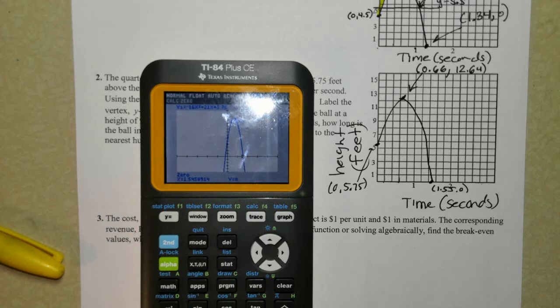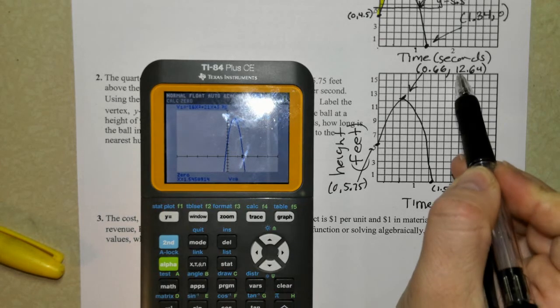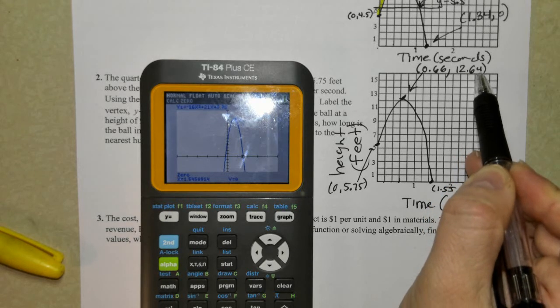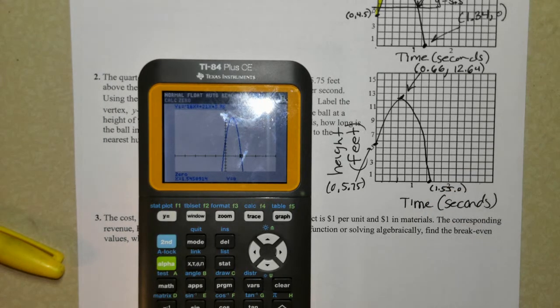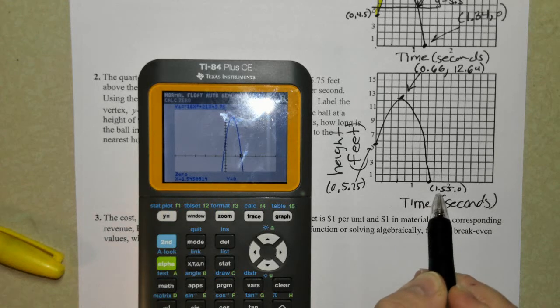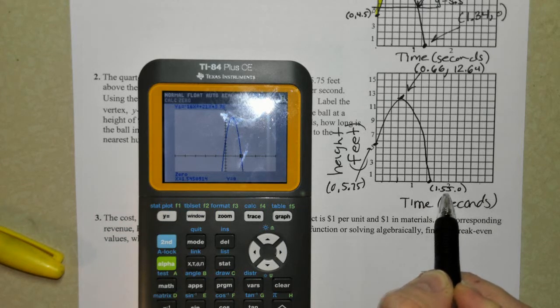Another question would be, what was the maximum height of the football above the ground? Approximately 12.64 feet above the ground. If nobody catches the pass, how many seconds will it be before the ball hits the ground? Answer is 1.55.